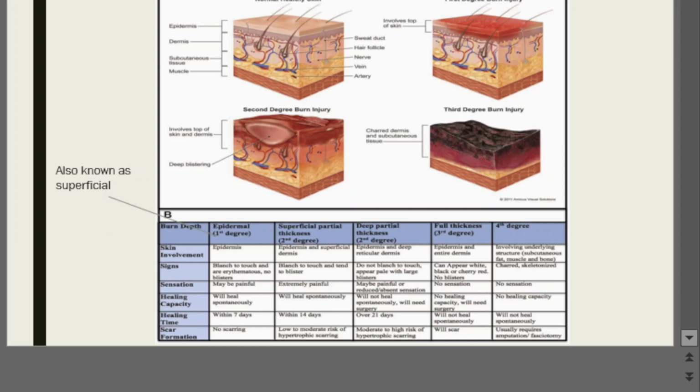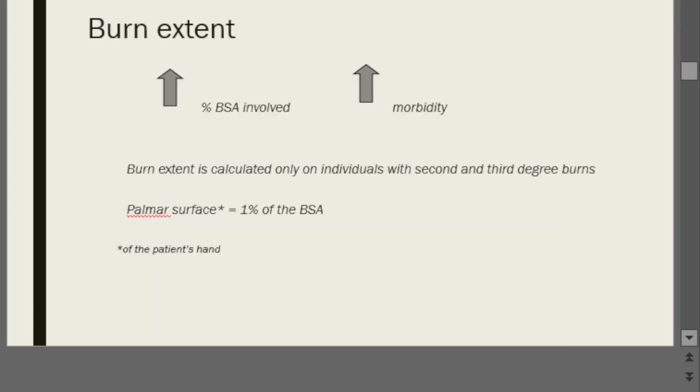So we don't calculate the total body surface area percentage on these guys. One way to do this is using the palmar surface, calculating body surface area or the burn surface area. If you use the patient's own palm, you can see what 1% body surface area looks like.